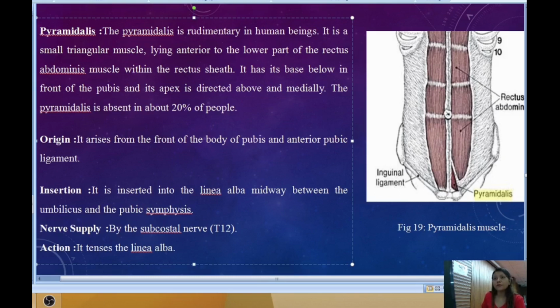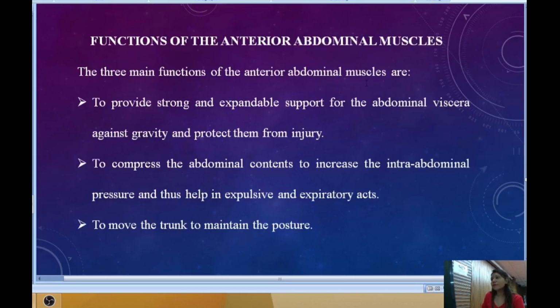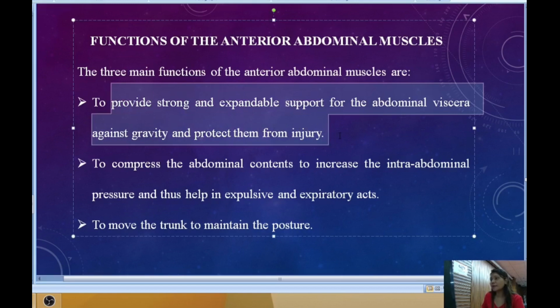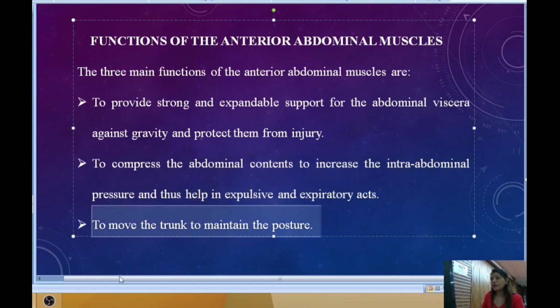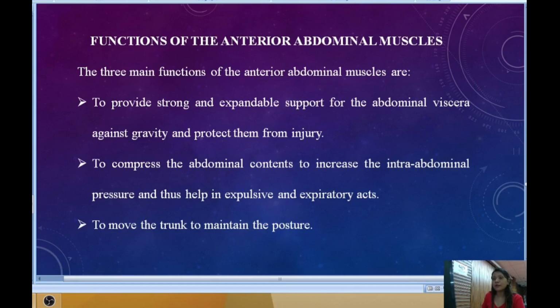So this is pyramidalis. Now what is the function of abdominal muscle? Function of abdominal muscle, three main functions: to provide strong expandable support of the abdominal viscera against gravity and to protect them from injury. Also to compress the abdominal content, to increase the intra-abdominal pressure and thus help in expulsive and expiratory acts, and to move the trunk to maintain the posture. So these are the three main functions of the anterior abdominal wall.